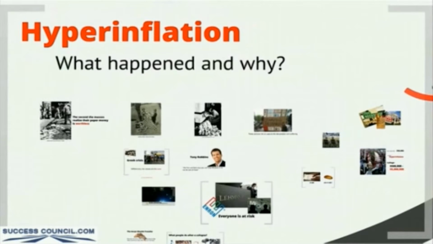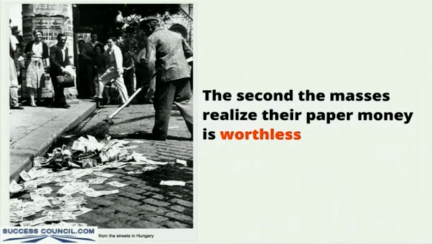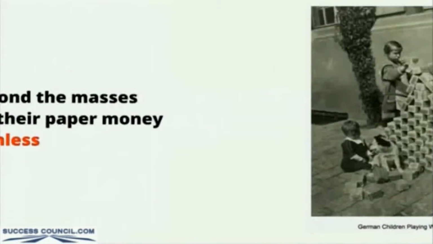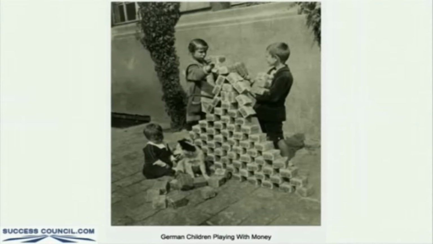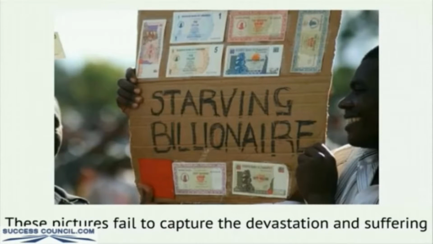So what happened in all of these hyperinflationary collapses of the past, and why does this happen? It happens the second the masses realize their paper money is worthless and they panic. Here's paper money being swept away in the street in Hungary in 1946. Here are children playing with bricks of money in Germany in 1923. Here is a woman burning paper money for heat because the paper is worth more as paper than it is to buy fuel. And the most recent of all hyperinflationary collapses, Zimbabwe.